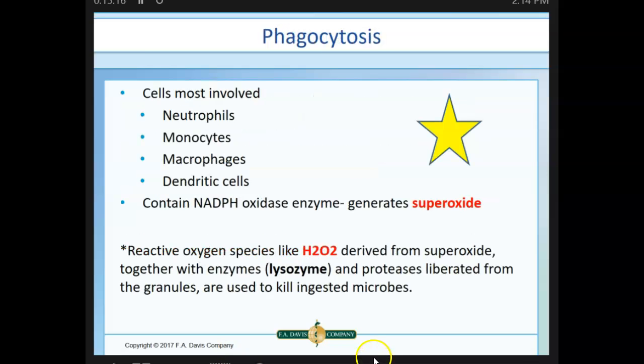Next, we're going to move on to phagocytosis. The cells most involved in phagocytosis are neutrophils, monocytes, macrophages, and dendritic cells. Those contain an NADPH oxidase enzyme that generates superoxide. And you probably remember from a general biology course that NADPH is part of the energy generating cycle. The oxygen species like hydrogen peroxide that are derived from superoxide, together with enzymes like lysozyme and proteases liberated from the granules, are what is used to kill ingested microbes.